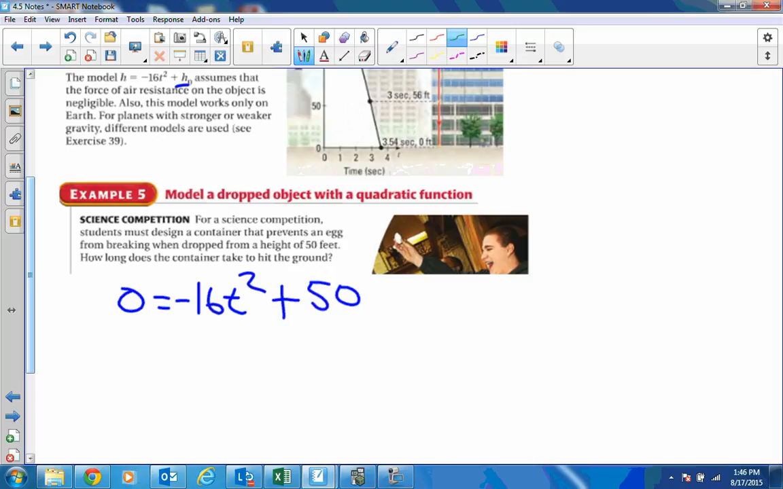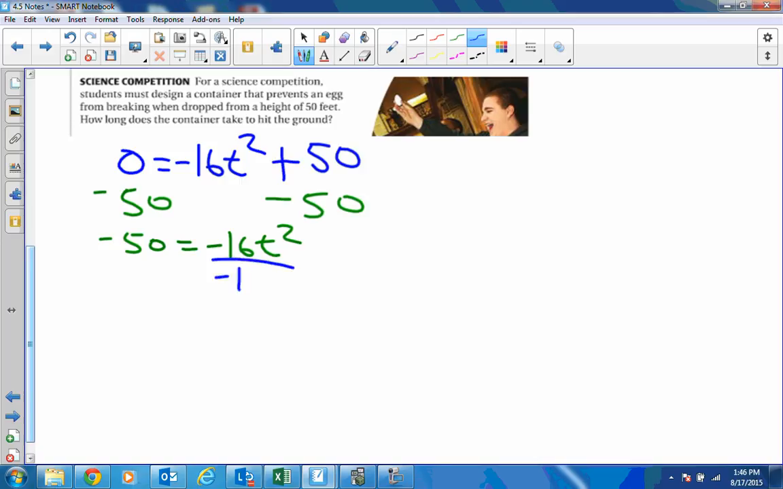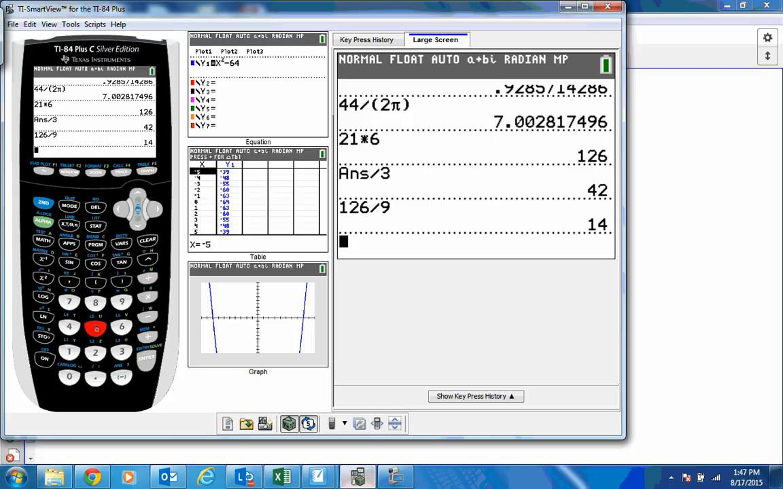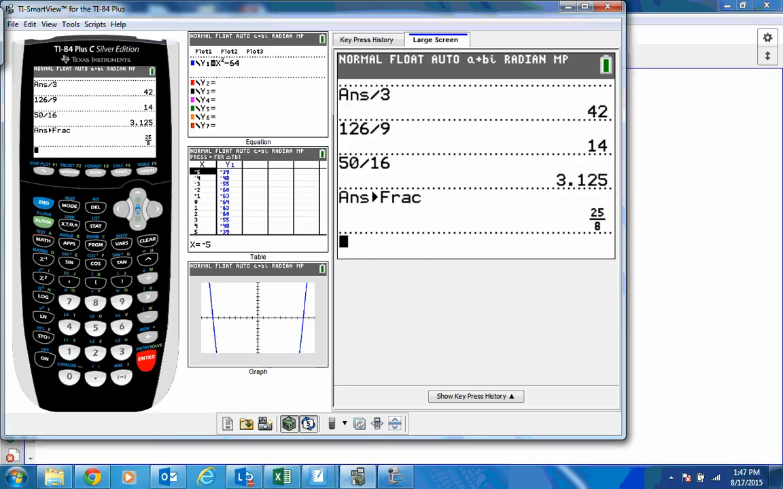So how can we solve this? Well, we can subtract 50. So we have negative 50 equals negative 16 t squared. Then we can divide by negative 16. What does that reduce down to? We know it's going to be positive. 50 divided by 16. Let's see, let's change to a fraction. So 25 over 8.